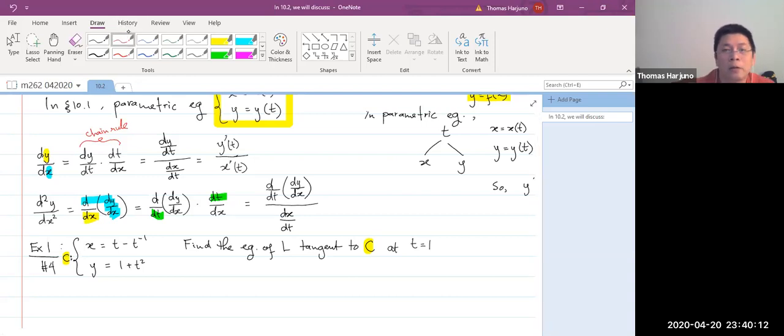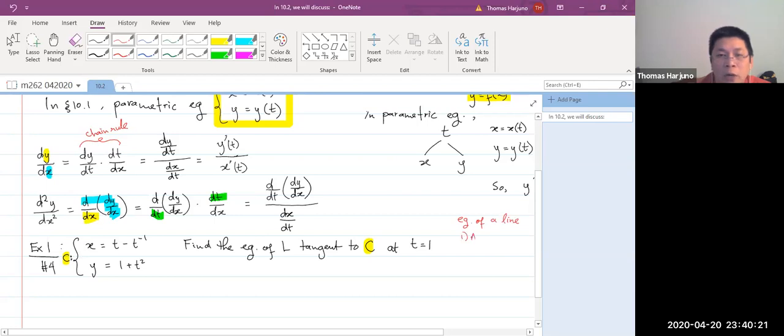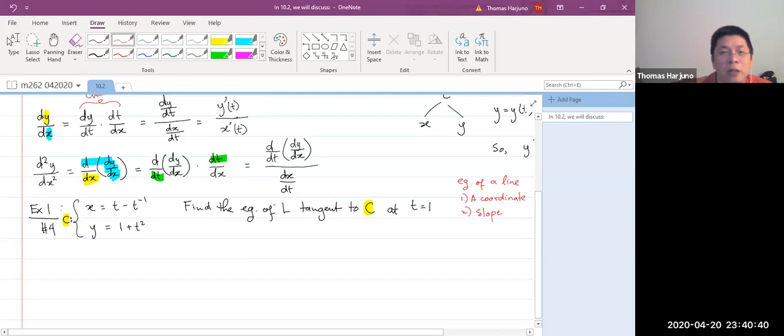Now, to find the equation of a line, we need two things. First, we need a coordinate, the coordinate that the line passes by. And then second, we need the slope of the line. So let's find the coordinate first. What is the coordinate that this tangent line actually passes by? If we try to imagine that, let's say this is the curve. And at time t equals 1, we try to find the tangent line.